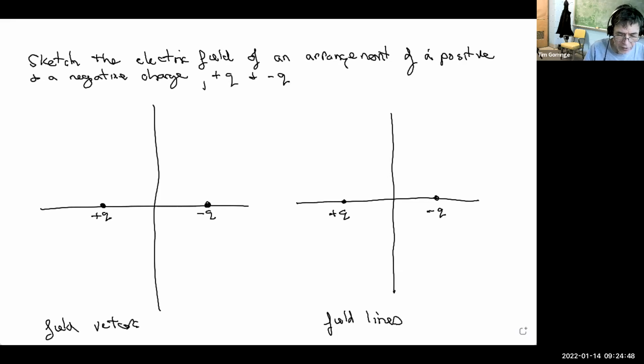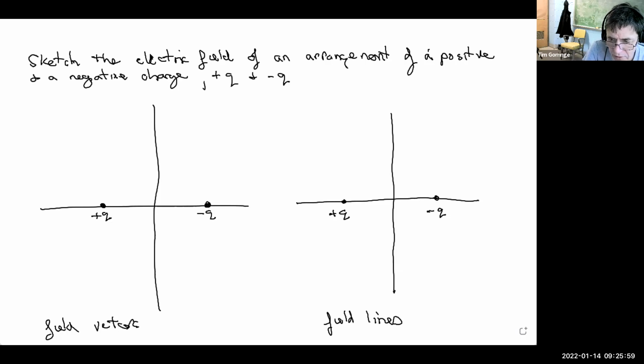I'm going to do the field vectors on the left-hand side. I'll start with that. Then I'll do the field lines on the right-hand side. I'll end with that. I'm doing it that way around because if you meet a new, unfamiliar charge distribution, it's much easier to start with the field vectors to get a concept of what the field looks like, and then work your way to the field lines, where you sketch the field everywhere in the space surrounding the charges.